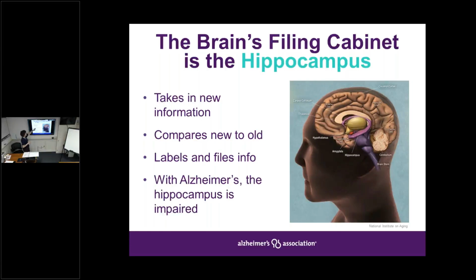So again, it takes in new information, compares new to old, labels and files that information, and with Alzheimer's disease, that's the area that's impaired first.